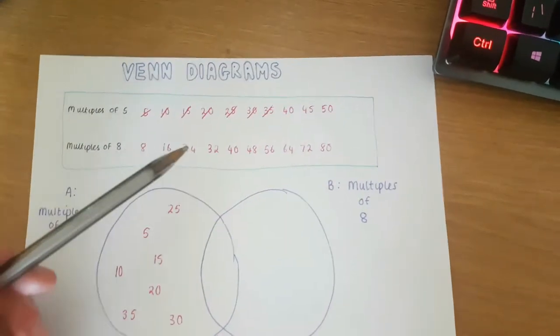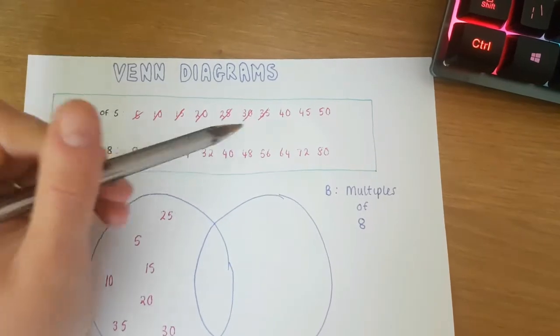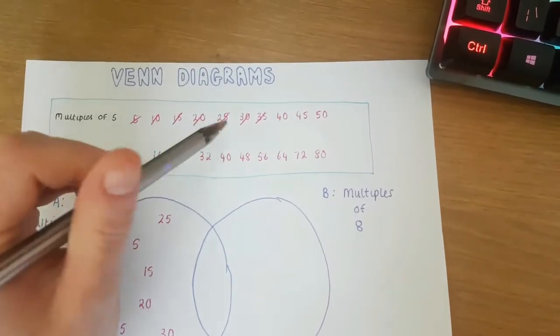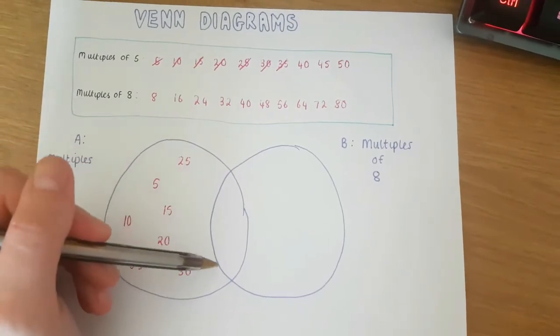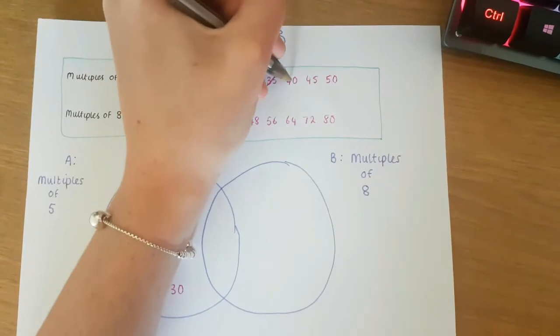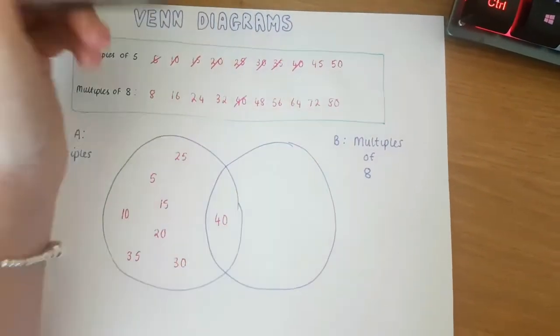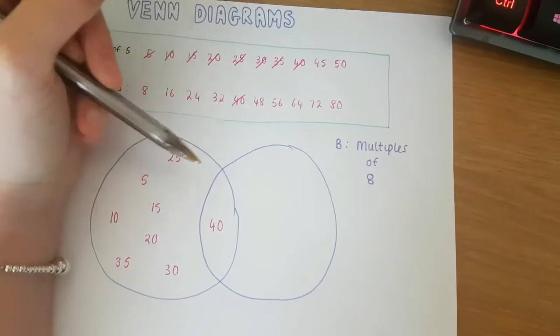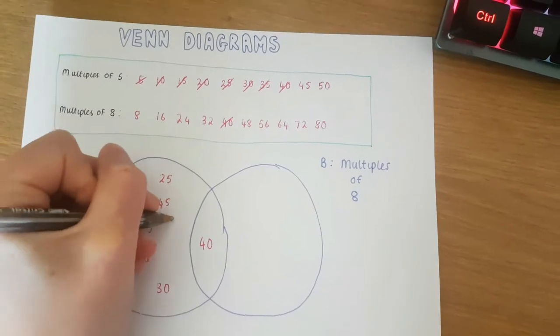Now this one's a special one because we have a 40 in this row here, multiples of 8, and we have a 40 in this one here, multiples of 5. As we said before, this intersection here is both multiples of 5 and multiples of 8. So instead of writing 40 in multiples of 5 and multiples of 8, we're just going to put our 40 in the middle here, and that ticks off both of these because we've put them in both of the circles. I still have 45 and 50, so I'm going to put those down.